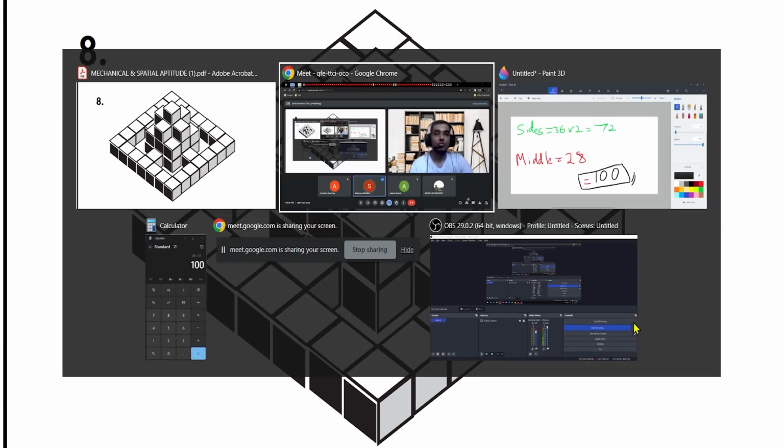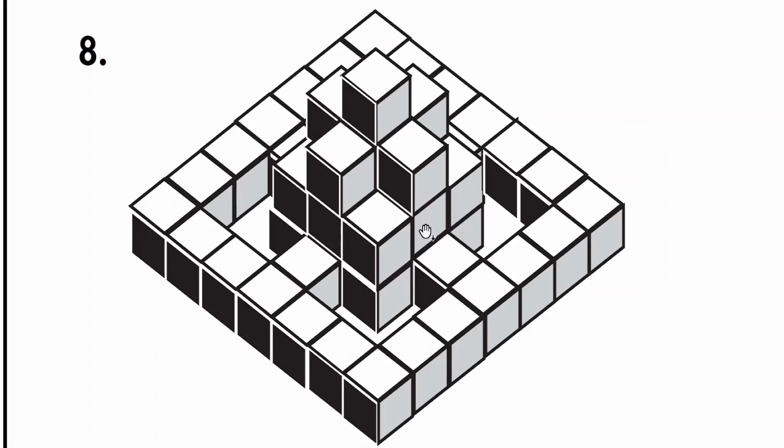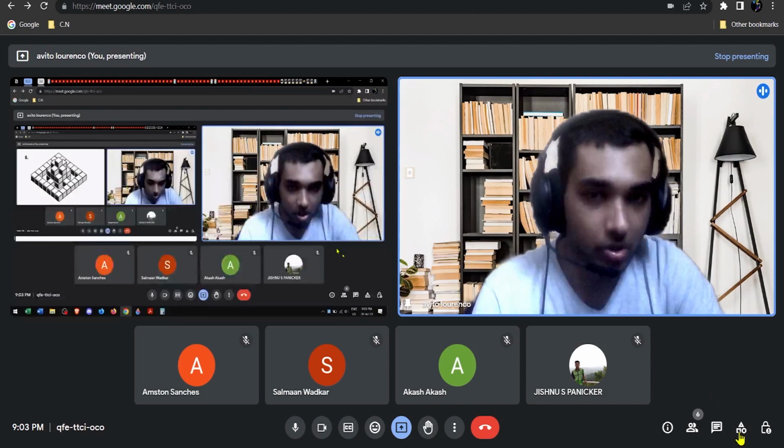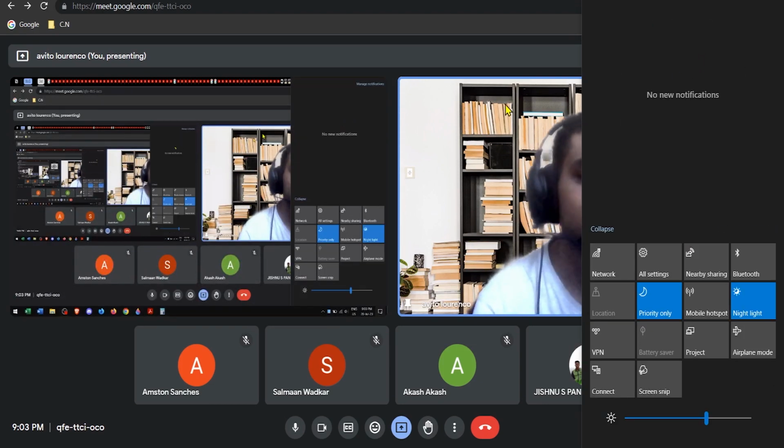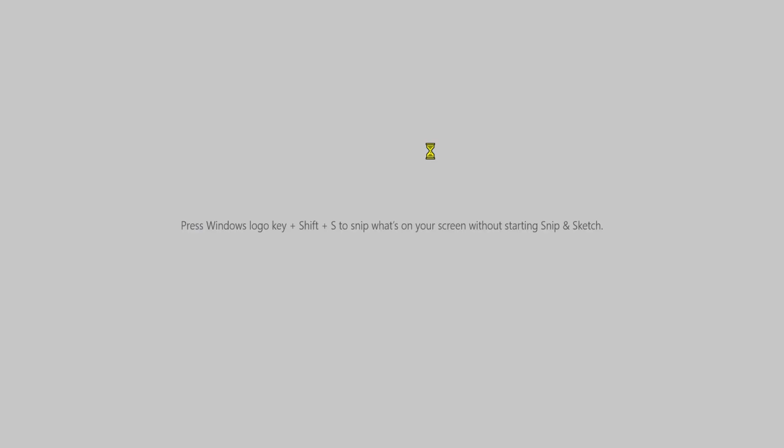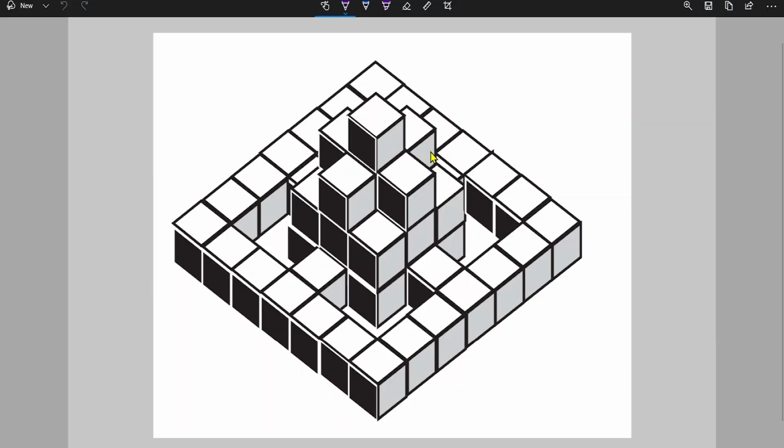Is it 31? So this was question number 8. So 31 is incorrect. We'll have to verify that. 48. 48 is also incorrect. So let's just think about how will you segment this, because we have these hollow gaps over here.